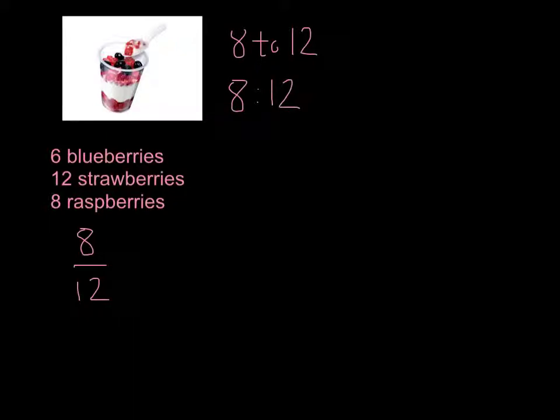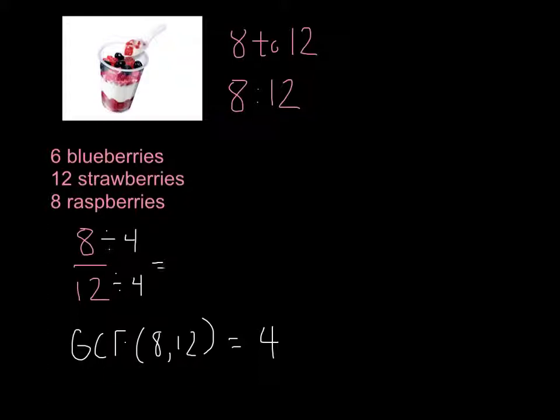Now don't forget we need to make that into simplest form. So we have to find the GCF, greatest common factor, of 8 and 12. And the biggest factor that 8 and 12 have in common is 4. So we can divide both the numerator by 4 and the denominator by 4. And we can get 2 over 3. So that ratio in simplest form is now 2 to 3, or 2/3.